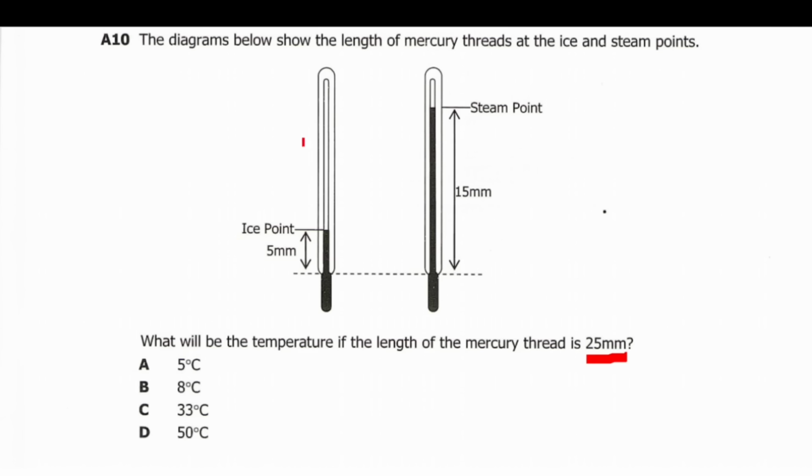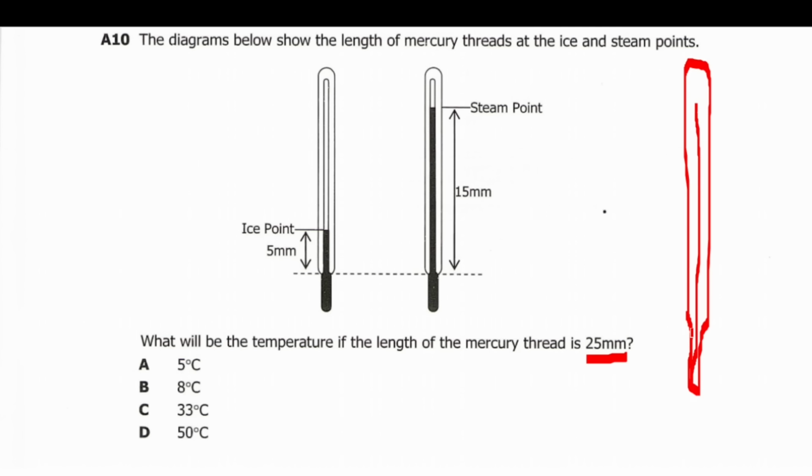And when the thermometer is placed in steam, the steam point is the temperature at which water starts evaporating into steam, and that temperature is 100 degrees Celsius. So in short, we end up with this thermometer with two points. One point will be 0 degrees Celsius. Another point will be 100 degrees Celsius.